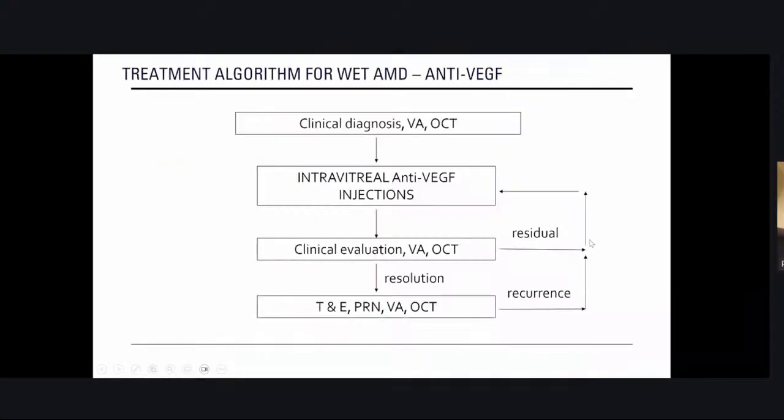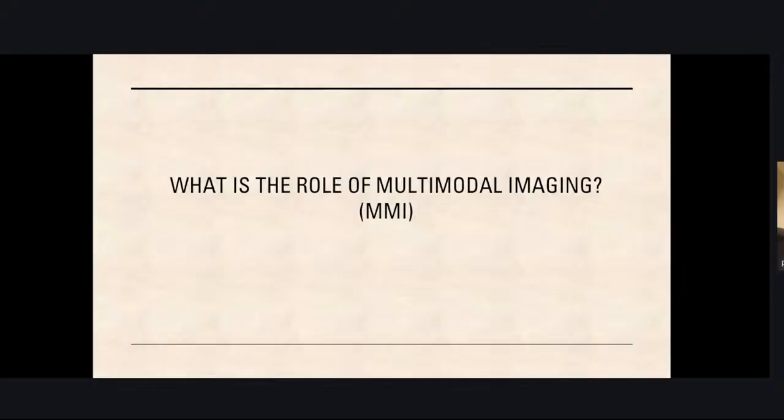Now, today's practice for wet AMD, for example, we depend a lot on visual acuity and OCT for our diagnosis and for decision making and for follow-up. So most of the clinical decision, as you see, in a standard case of wet AMD would be OCT based. So it's almost monomodal. So you may ask, what is the role of multimodal imaging? Is there still a role?